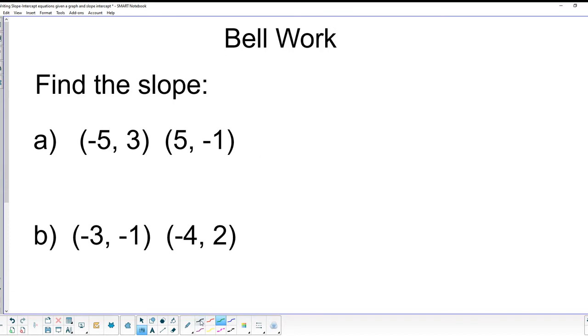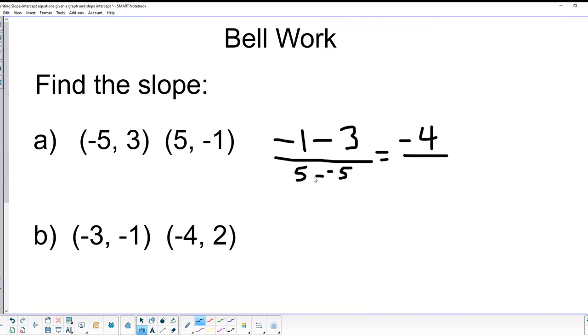So I'm going to go ahead and set this up. I'm going to take the second y value, which is -1, subtract the first y value, which is 3, and all of that will go on top because that's the change in y. And then the change in x is going to be the second x value, subtract the first x value, which happens to be -5. So let's go ahead and figure this out. -1 subtract 3 is -4. And 5 subtract -5 is 5 plus 5, which is just 10.